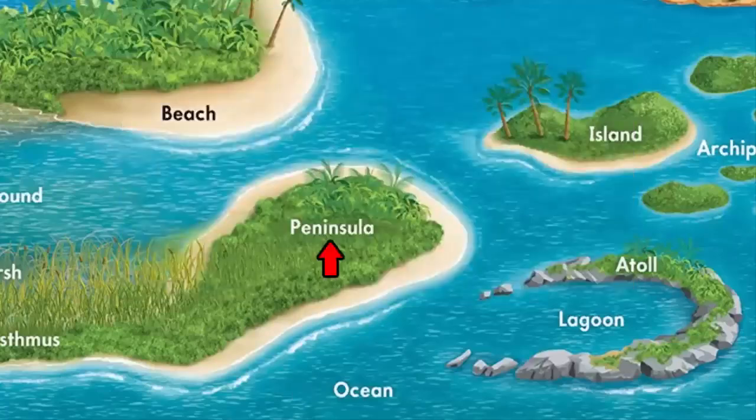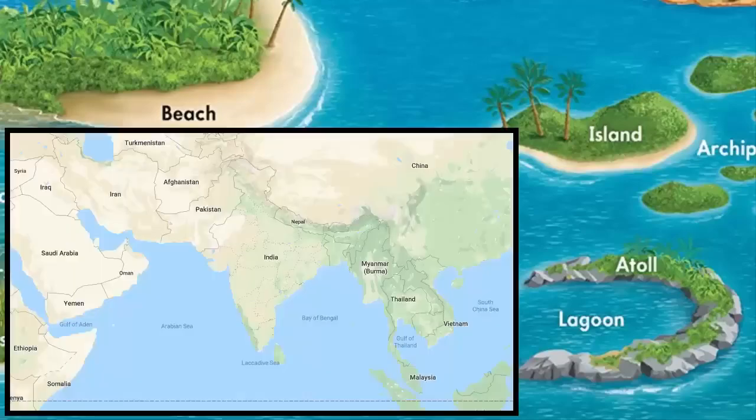The next one is Peninsula. Now what is a peninsula? It is a piece of land that is surrounded by water on 3 sides, but the 4th side is connected to the mainland. For example, India is a peninsula country because it is surrounded by the Bay of Bengal in the east, Arabian Sea in the west, and the Indian Ocean in the south. The 4th side is attached to a larger body of land.